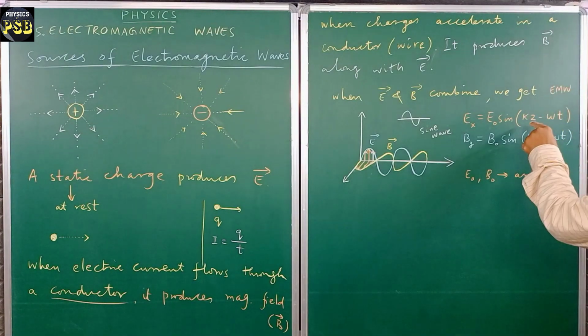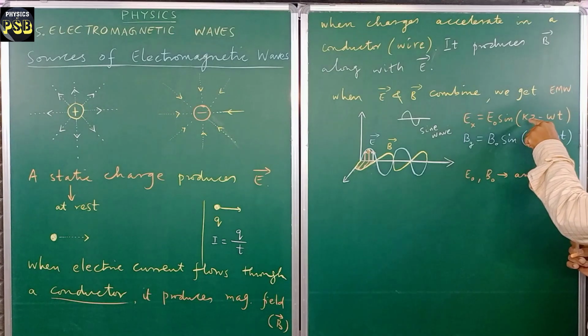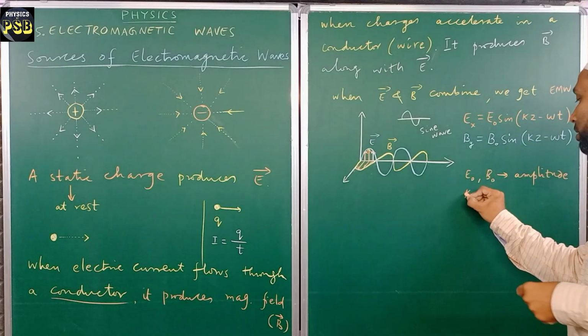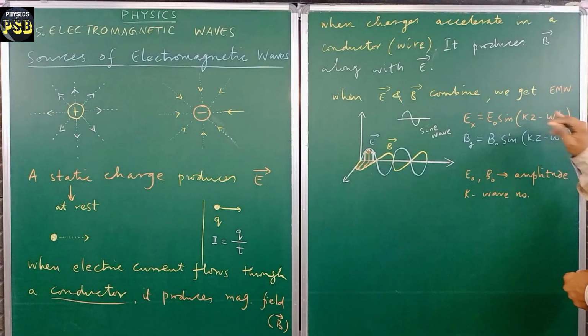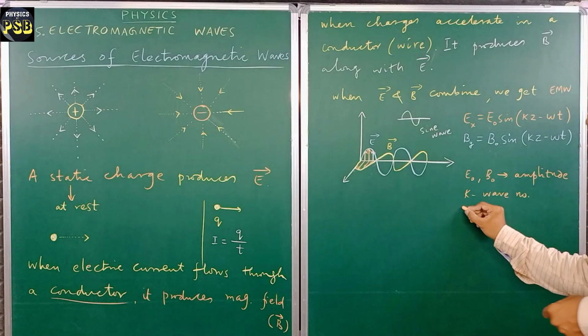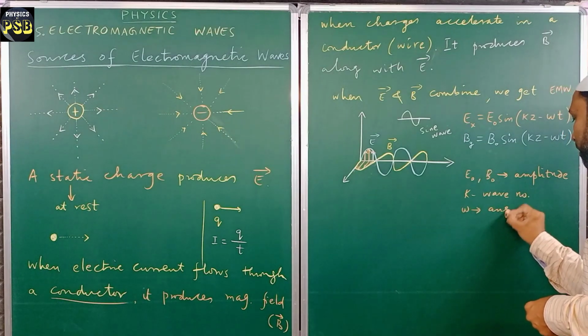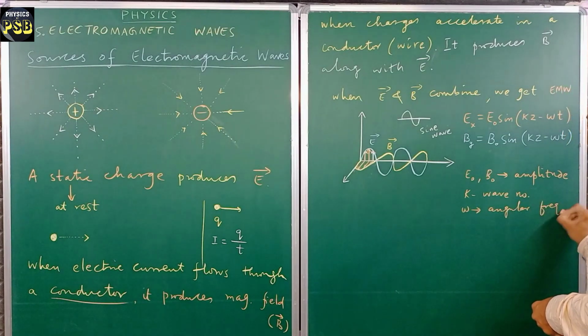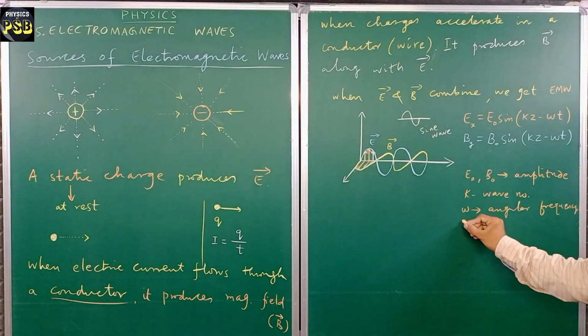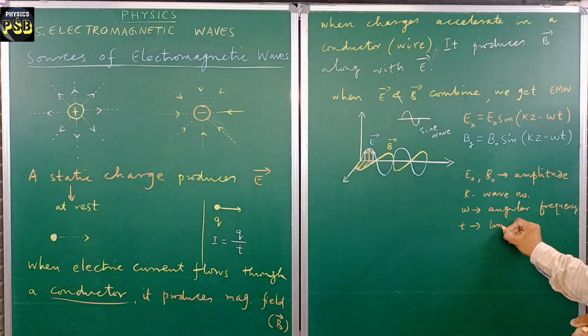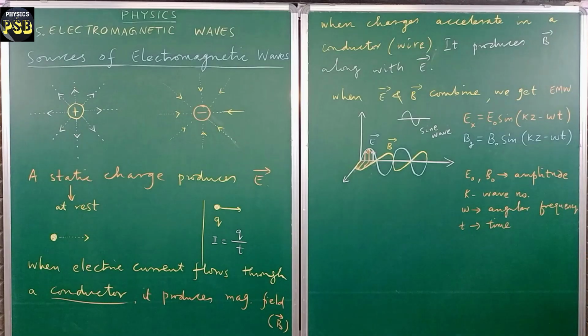Here k stands for wave number. And omega here represents the angular frequency. Omega stands for angular frequency, and t stands for time. Now let me tell you what is the amplitude, wave number, and angular frequency.